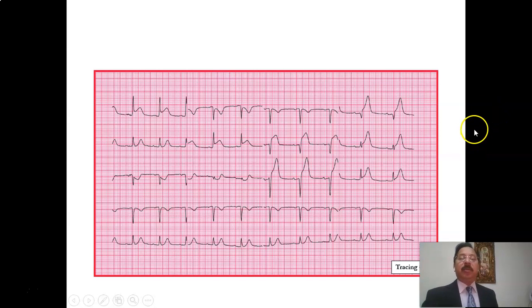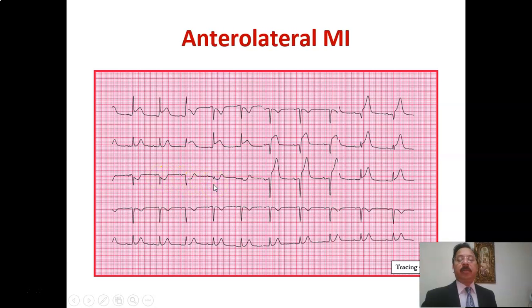Look at this ECG. Is there any ST segment elevation? So the answer is yes. In 1, AVL, V2, V3, V4, V5 and V6. And this is your anterolateral myocardial infarction, and these leads 3 and AVF are the reciprocal changes.